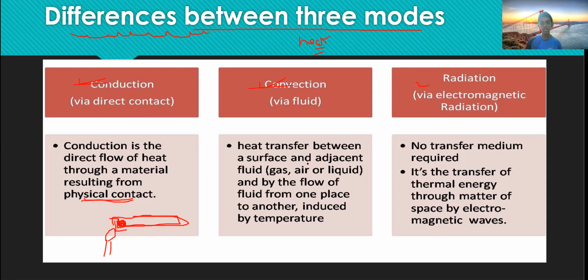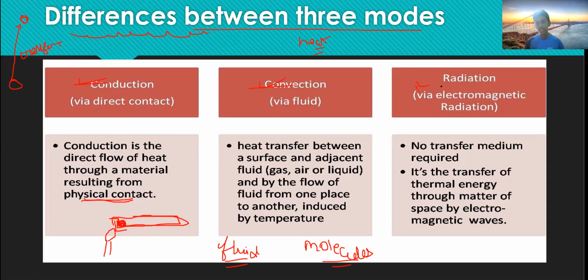Convection is the heat transfer between a fluid and an adjacent fluid. For example, fluids are liquids and gases, and heat is transferred by the movement of molecules. Molecules means the particles of matter move. For example, if they were here, then they will move to another place, let's say here, to transfer heat. The transfer of heat occurs like this.